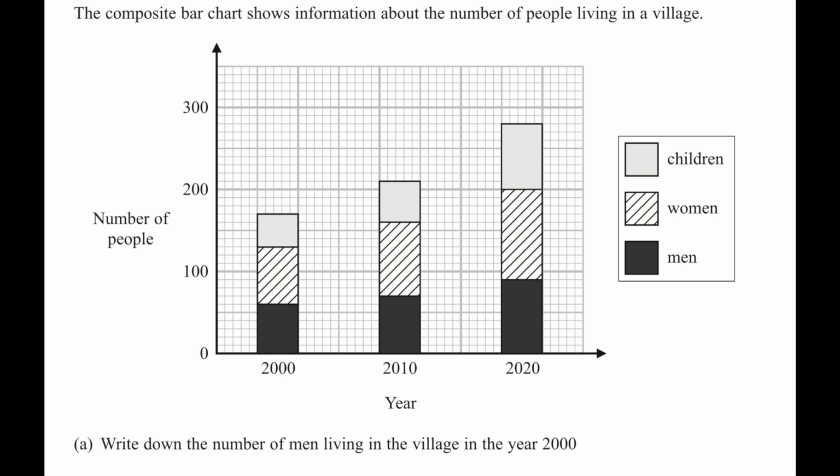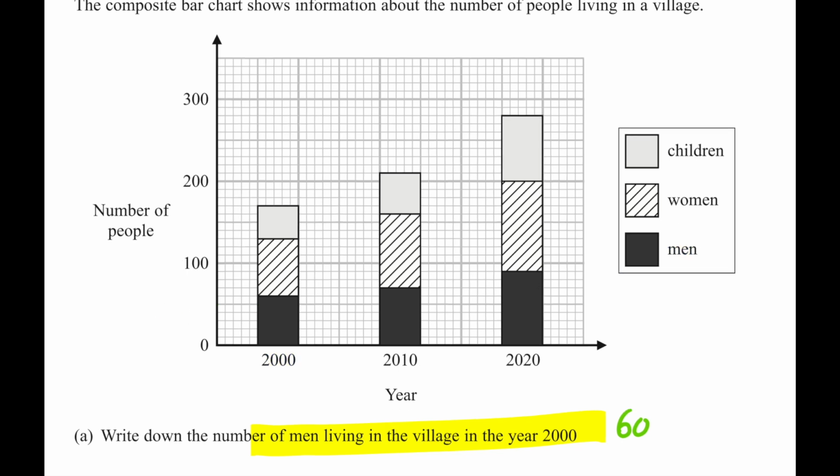So write down the number of men living in the village in 2000. So that's 2000. We know on the side that the men is the dark black, so we're looking for all of this area here. Halfway from 0 to 100 is 50, and there's 5 squares from 0 to 50, so each one of those little squares is then 10. This is one above that, which therefore means that there are 60 men living in the village in 2000.